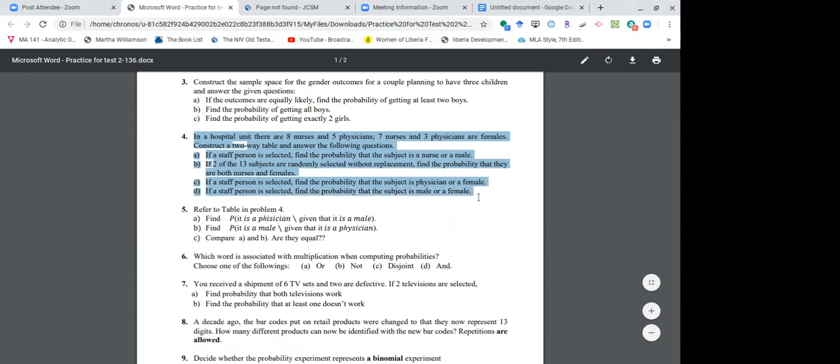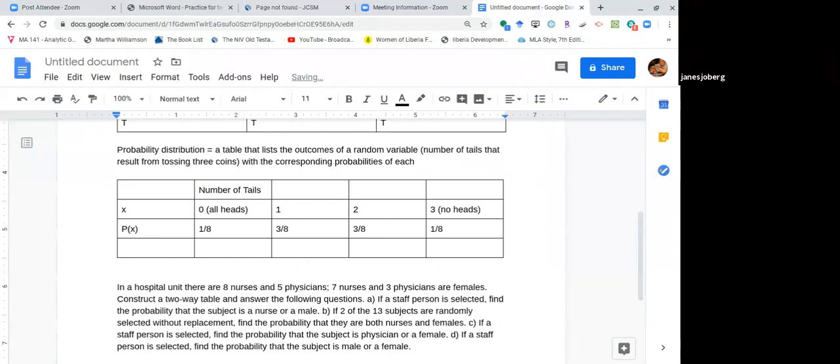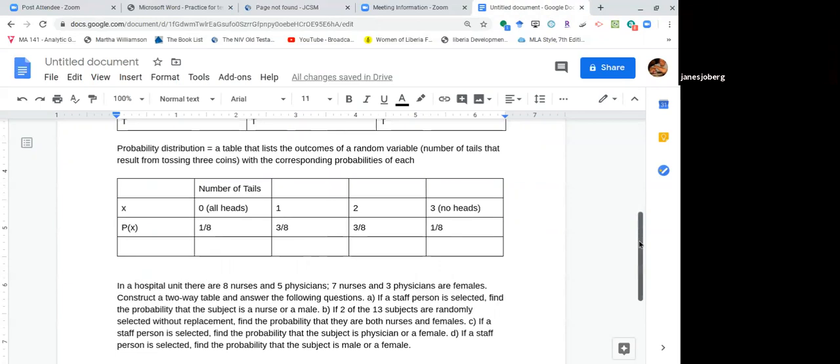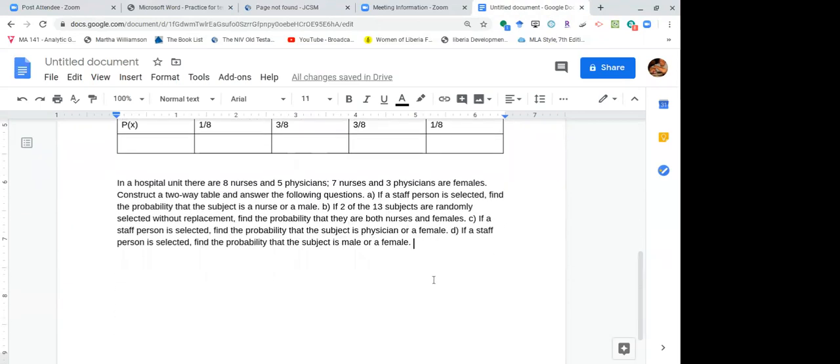Okay, if a staff person is selected, find the probability of the selected figures. Okay, you said A, you were fine? Yeah, so A is easy. A is the 8 out of 13 plus 3 out of 13 equals 11 out of 13 minus the one they have in common out of 13. So it's 10 out of 13. 0.769, 76.9%. That is a nurse or a male.